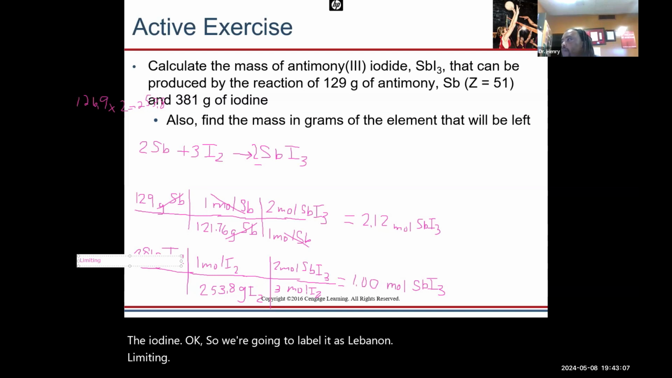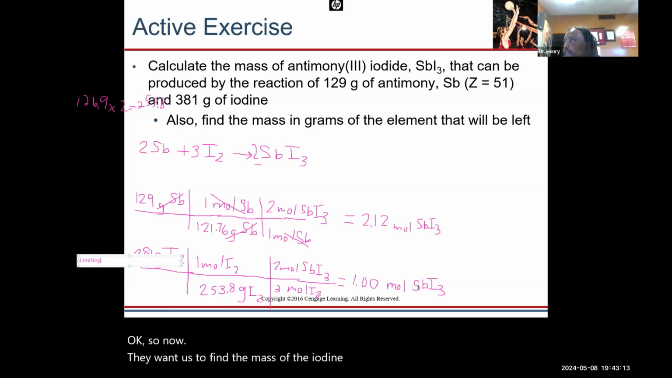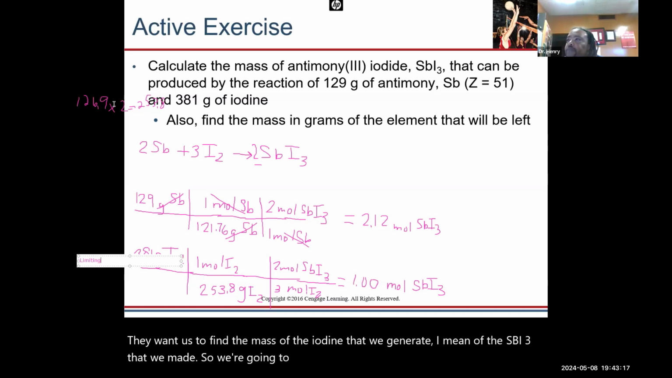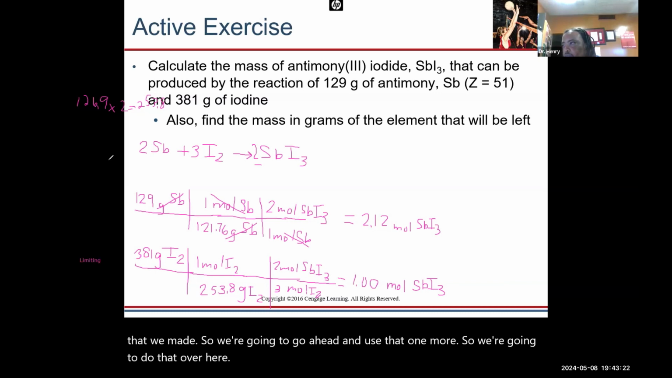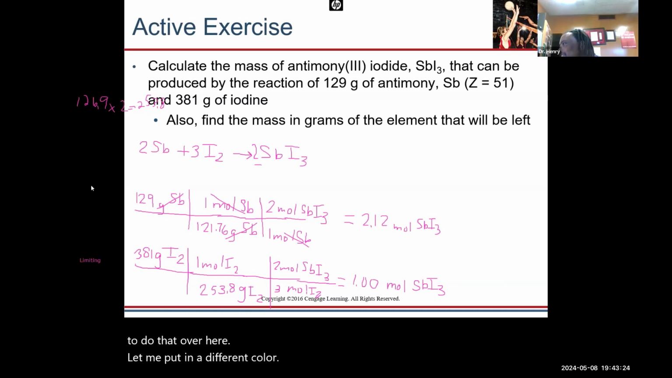Okay. So now they want us to find the mass of the SbI3 that we made. So we're going to go ahead and use that 1 mole. We're going to do that over here, in a different color. Part 2 is going to be green. So we have 1.00 moles, and they want mass. So we want grams.